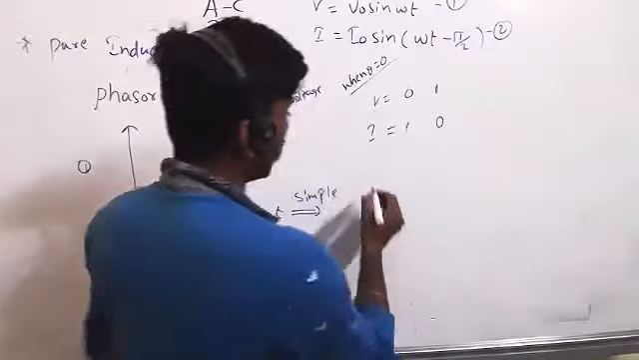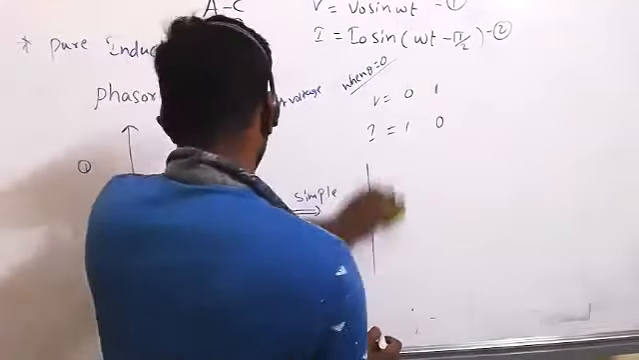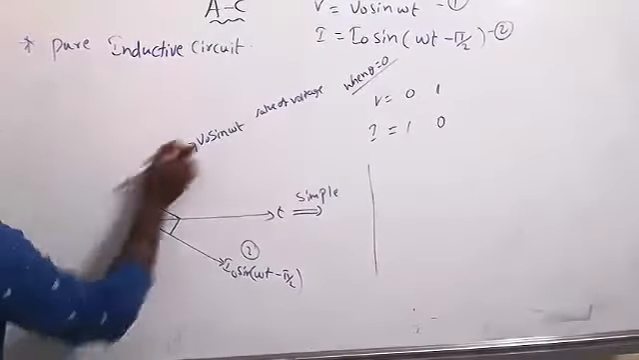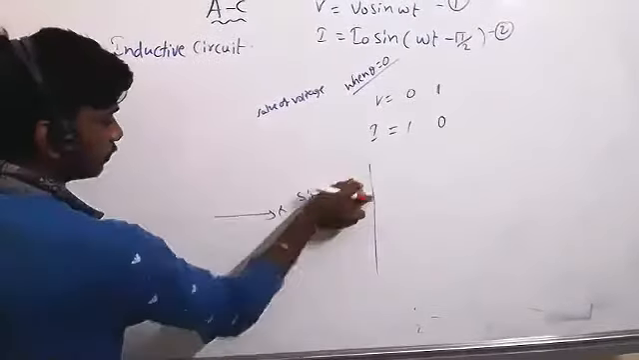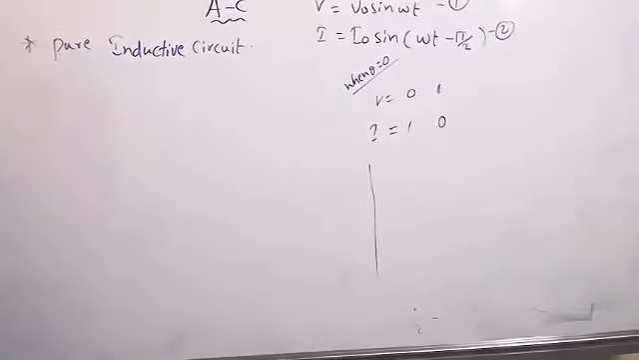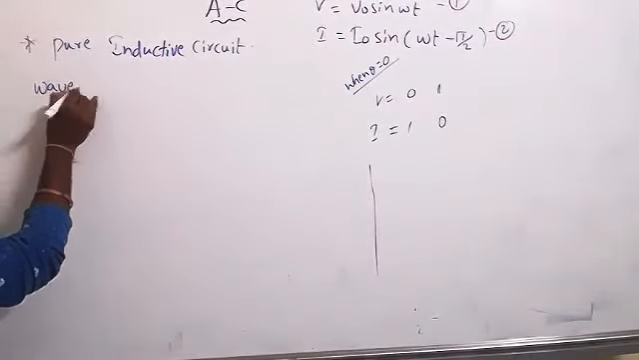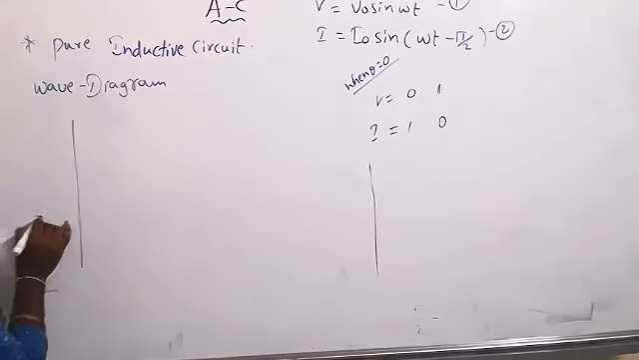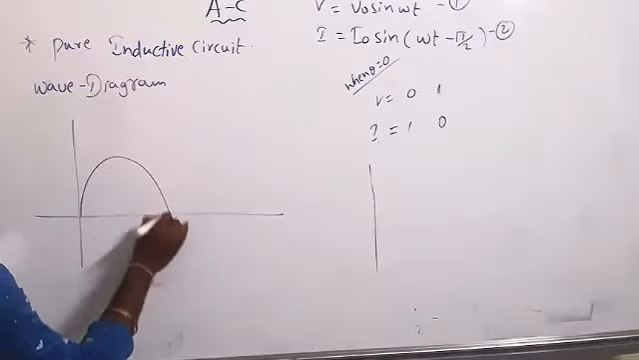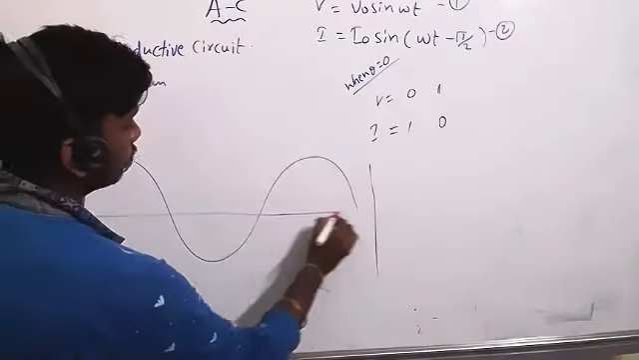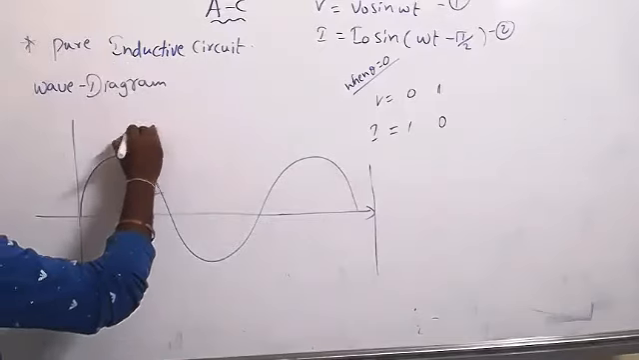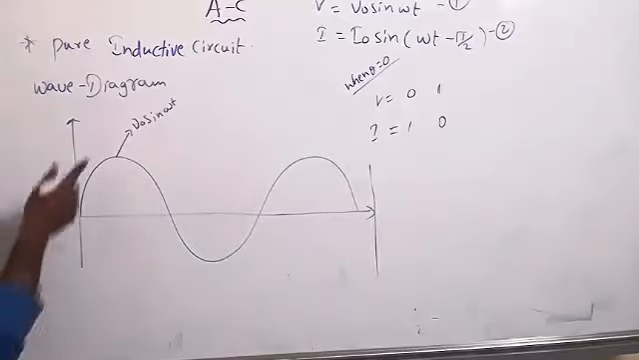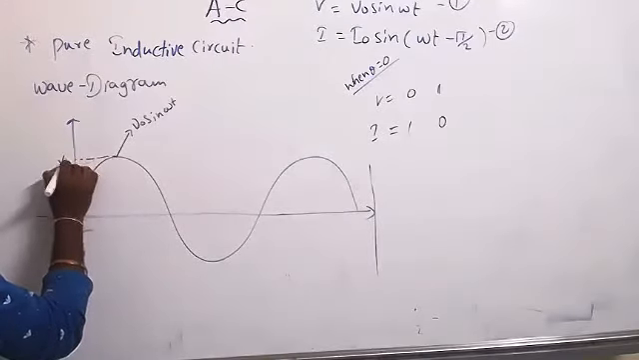So if you want to draw the diagram, let's see. One more diagram is the phasor diagram. Now the wave diagram. See once, the wave diagram. What is this? It is V naught sine omega t, the input we given. So the maximum value is V naught.